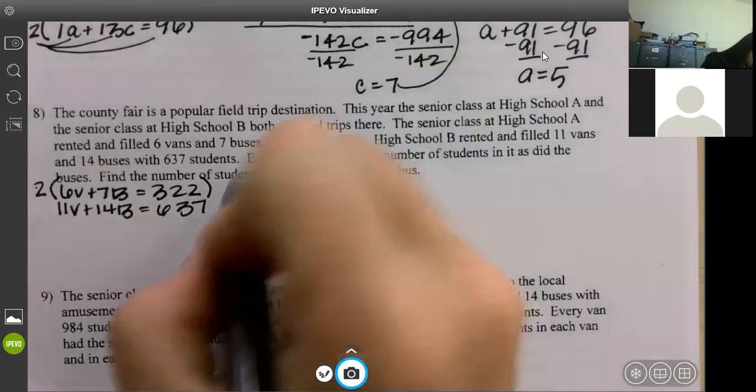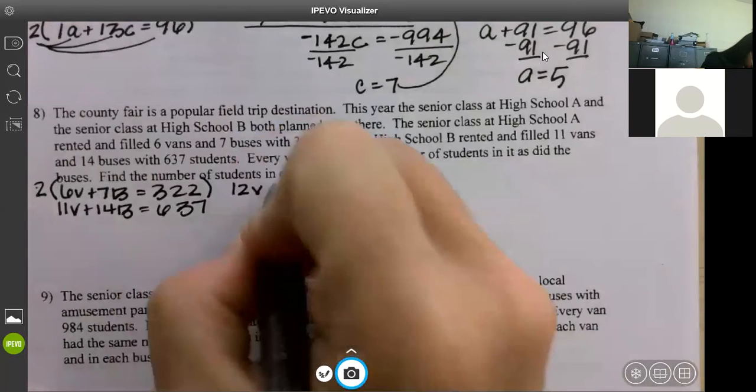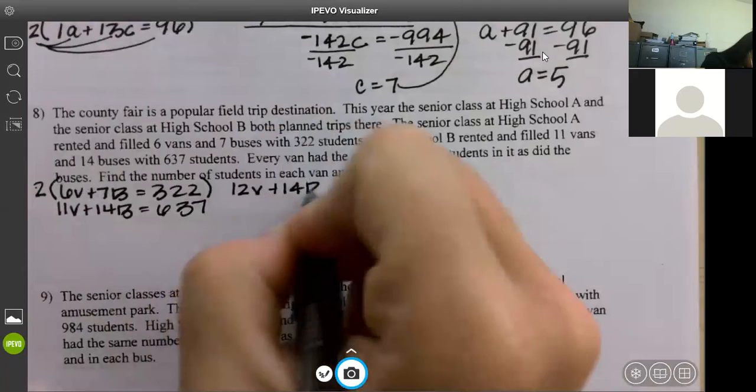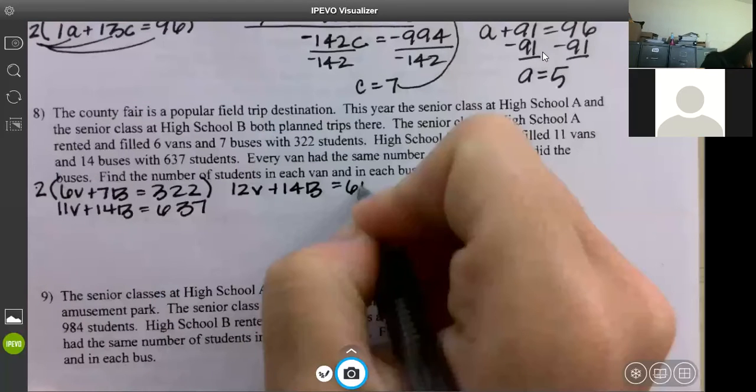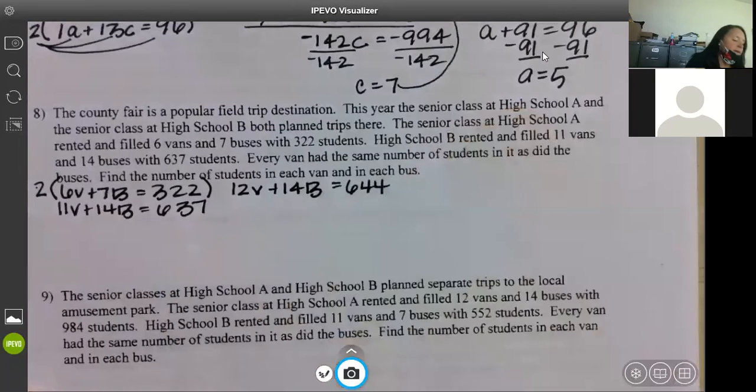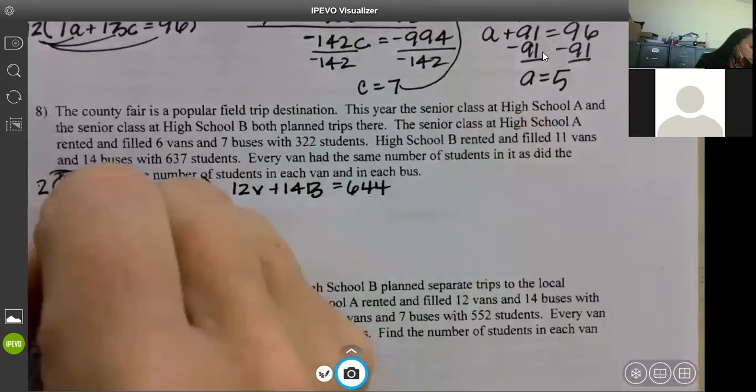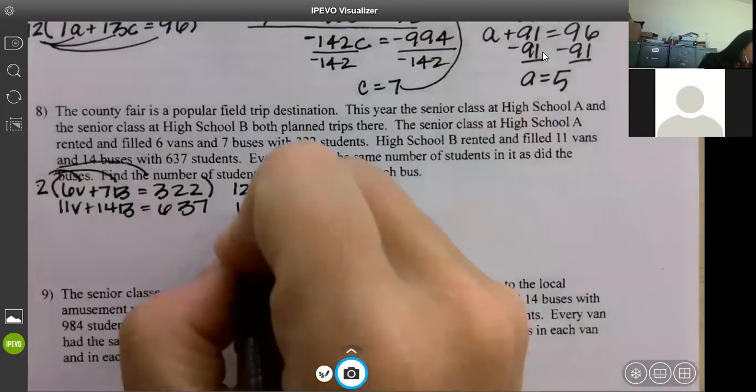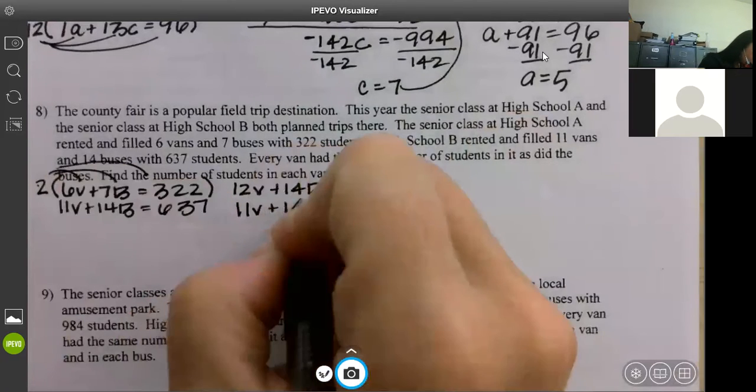So we get 12V plus 14B equals 644. I just multiplied everything by 2. I distributed. I didn't do anything to the bottom equation, so I'm just going to rewrite it.